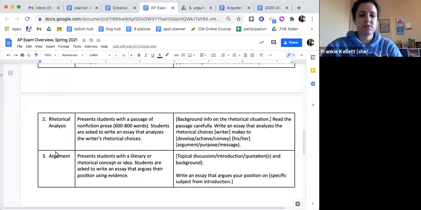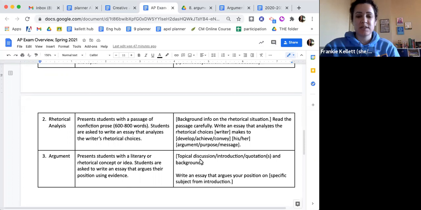And finally, essay number 3 is your argument essay. It presents students with a literary or rhetorical concept or idea, and then students are asked to write an essay that argues their position using evidence. So usually you just get a short little blurb that's like an idea, kind of gets you thinking about the idea, and then it says, okay, what do you think? And you use your own evidence. There is no text for the argument essay. It's just whatever you can pull out of your brain.